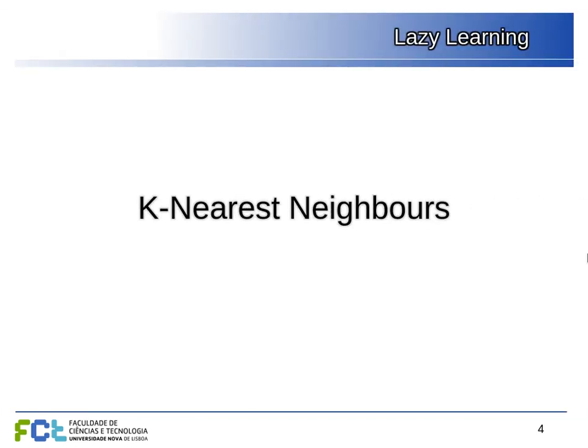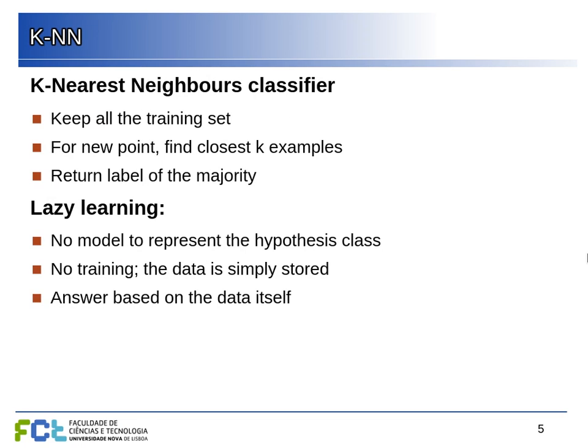So let's see that with the k-nearest neighbors classifier. The idea here is that in the first stage we have a training set, and we simply store it. And now every time someone asks us a question, to predict, say, the class of a new point, we look at the closest k examples in our training set. We see what the majority class is in those closest k examples, and that is the answer that we give.